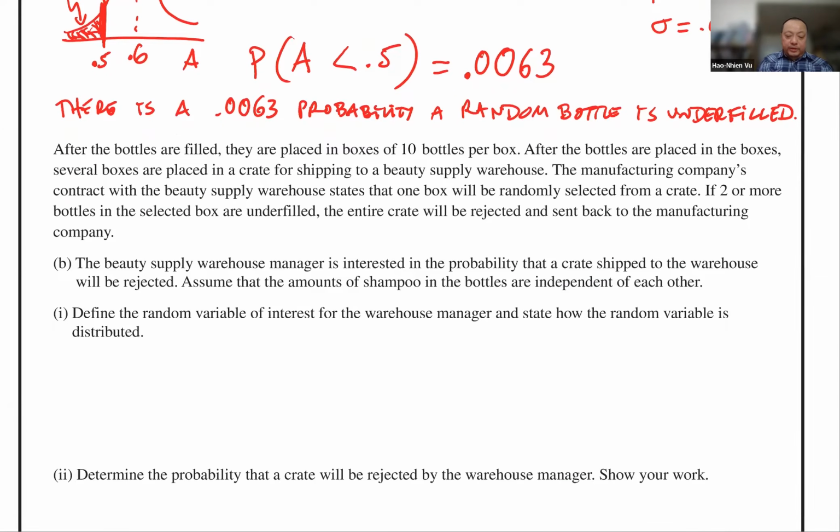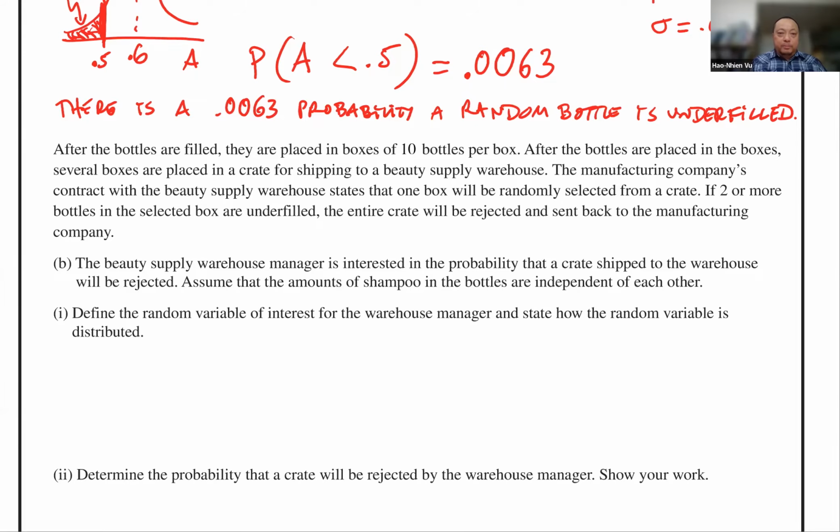After the bottles are filled, they are placed in boxes of 10 bottles per box. After the bottles are placed in the boxes, several boxes are placed in a crate for shipping to a beauty supply warehouse. The manufacturing company's contract with the beauty supply warehouse states that one box will be randomly selected from a crate. If 2 or more bottles in the selected box are underfilled, the entire crate will be rejected and sent back to the manufacturing company.